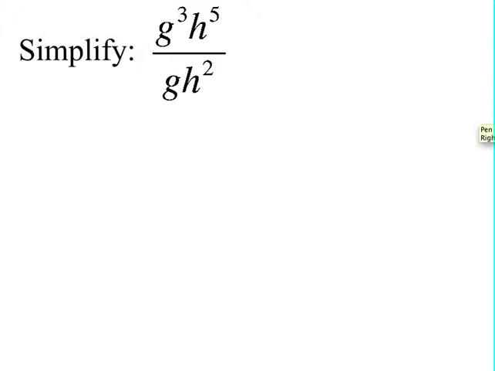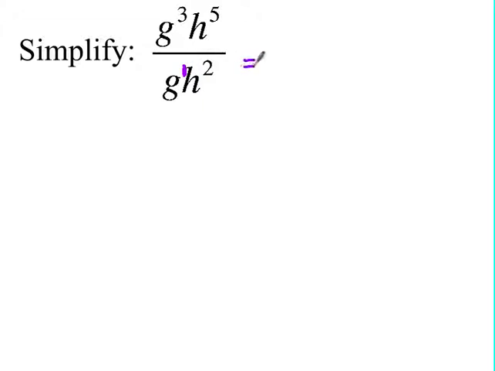Simplify. G cubed h to the fifth over g h squared. Now notice I don't have a power here with the g. So what is it implied to be? 1. Okay.